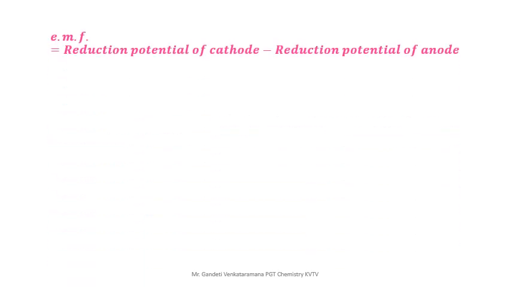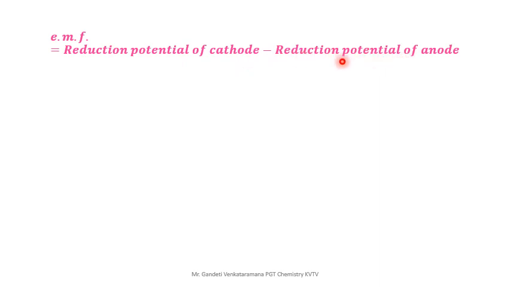EMF equals reduction potential of cathode minus reduction potential of anode. This is a very important formula. By using this formula we calculate the EMF of a cell. Dear students, try to practice the formula. Reduction potential of the cathode minus reduction potential of the anode. I didn't use oxidation potential because as per the convention we are supposed to take reduction potentials only.